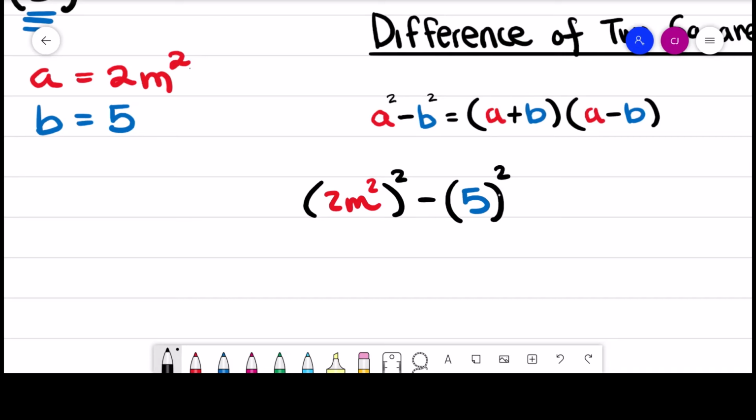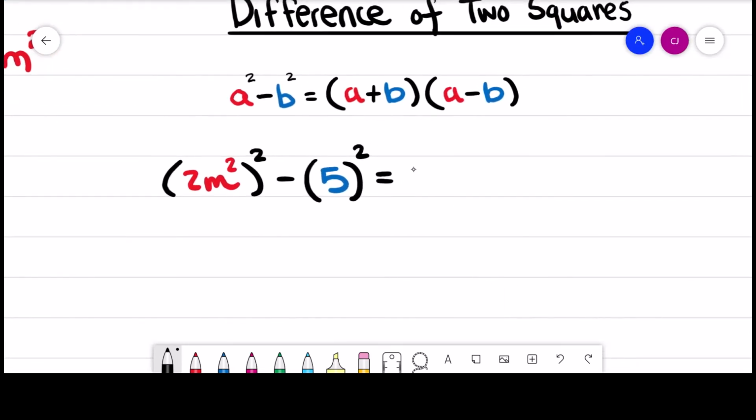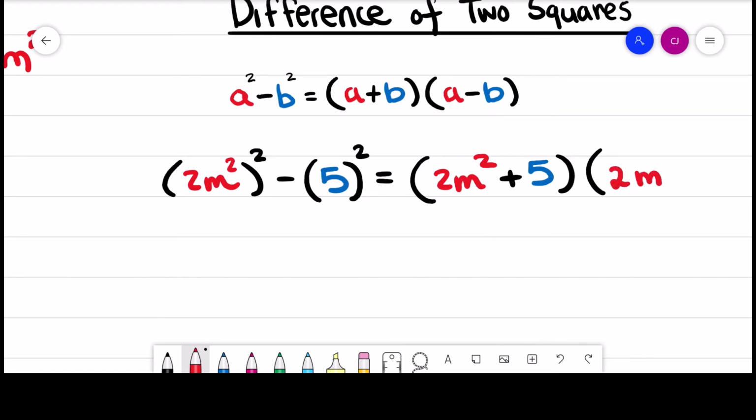And if I use the difference of two squares factoring pattern, my factored form is going to be a plus b, and I know that my a is 2m squared. I know that my b is 5. And I'm then going to write the next part, which is a minus b. Again, my a is 2m squared, and my b is going to be 5.